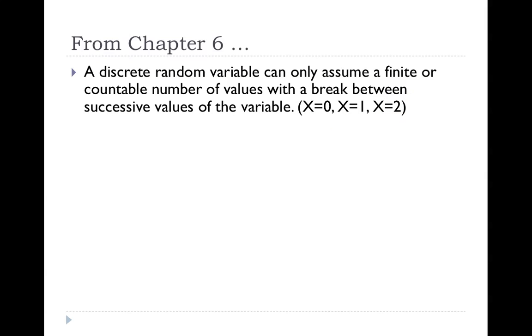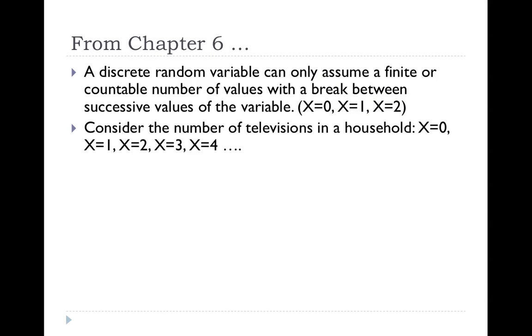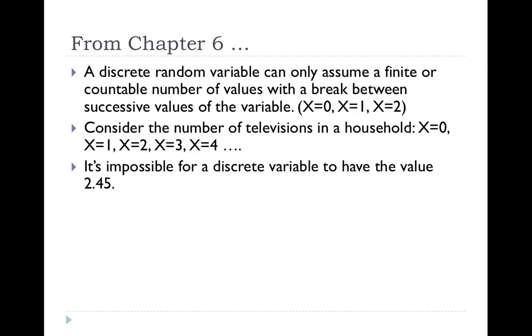The number of even numbers that come out on a dice roll, or on several dice rolls, we could have 0, 1, 2, 3, etc. So they are discrete in nature. If we consider televisions in a household, again also discrete in nature, x equals 0, 1, 2, 3, 4, etc. So it's impossible for a discrete random variable to have a value like 2.45. Discrete variables are always going to have values that are whole numbers, such as these.